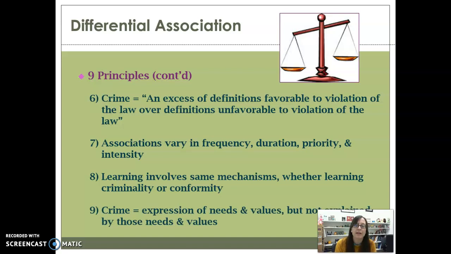And the ninth principle is that crime is the expression of needs and values, but it's not explained by those needs and values. This means that while criminal behavior is an expression, so we express what we need and what we value, we can't use those needs and values to explain why people are committing these crimes. Needs and values drive all behavior, not just criminal behavior, and so you can't use them to explain criminal behavior.